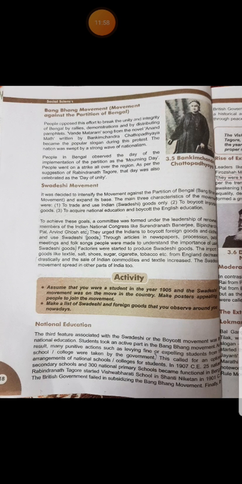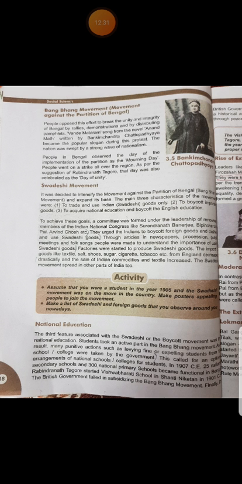People in Bengal observed the day of implementation of the partition as a mourning day, the day on which Lord Curzon partitioned Bengal. Mourning day, that is, what name did they give it? Shok Diwas. People went on a strike all over the region.